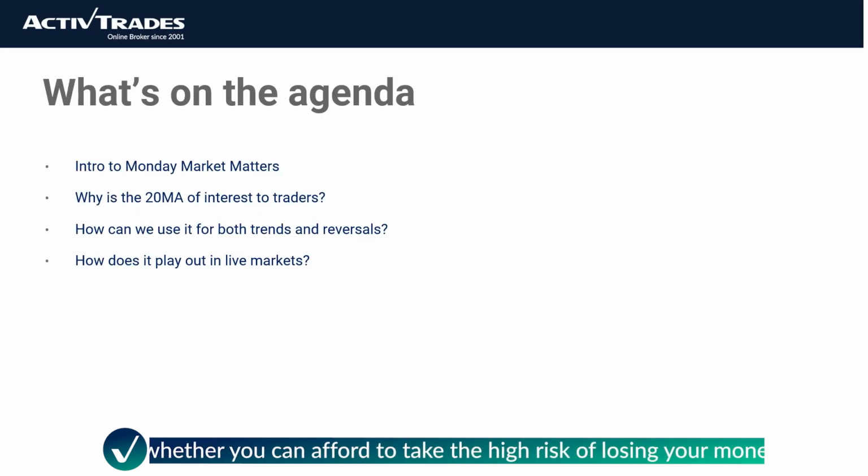So, as I said, we're going to talk about the power of the 20-period moving average, but in terms of the agenda, we'll look at why the 20-period moving average is of interest to traders. What is it that makes it useful? And in particular, what will probably be of most use to people, is how we can use it for both trend trading and also for reversal trading. And then, as always, as part of our Monday Market Matters sessions, we will talk about how it plays out in live markets as we get ready for the opening of the US session.